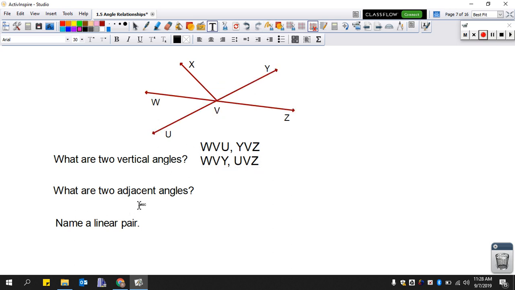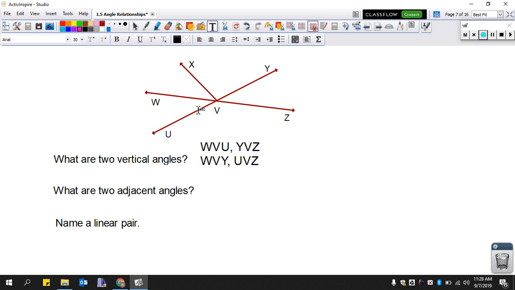The next one says, what are two adjacent angles? Well, remember, adjacent angles are angles that share a common vertex and a common side. So there are several adjacent angles. There are several pairs of adjacent angles.